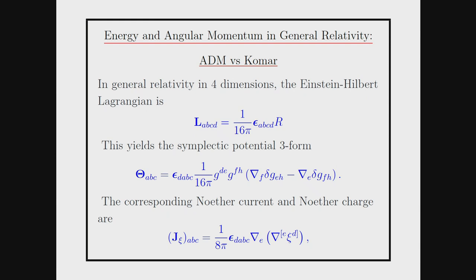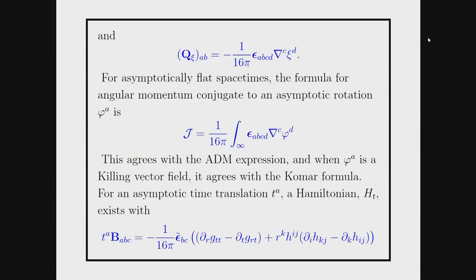Go through the calculations of the Noether current and the Noether charge. The Noether current is what I've written here, and it's not hard to see that it's conserved and not all that interesting in its own right. The Noether charge is given by this formula, which people familiar with the Komar formula would recognize. This is, of course, for an arbitrary vector field here, but this would be recognized as the integrand in the Komar formula for angular momentum.